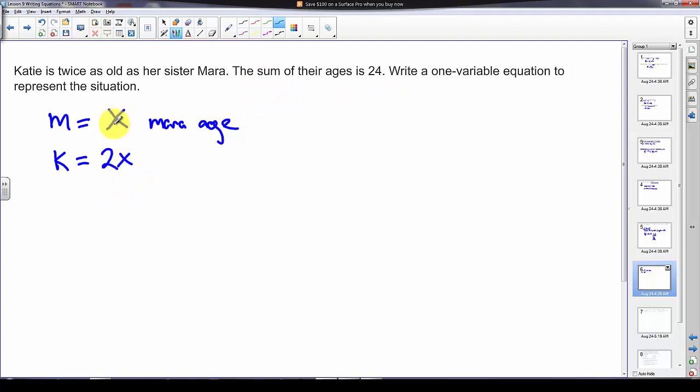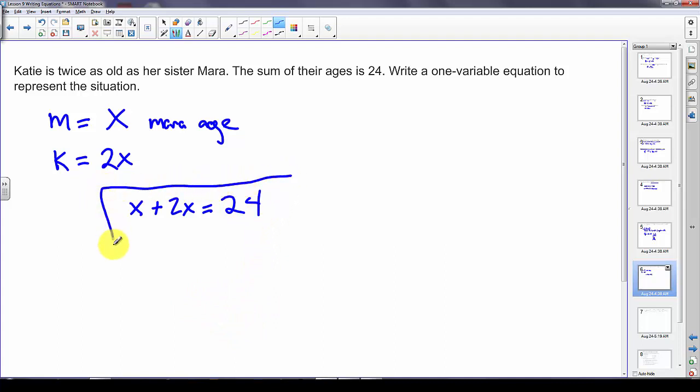Well, I know Mara's age is X, Kate's age is 2X, and their sum is equal to 24. So I have one variable equation written to describe this situation.